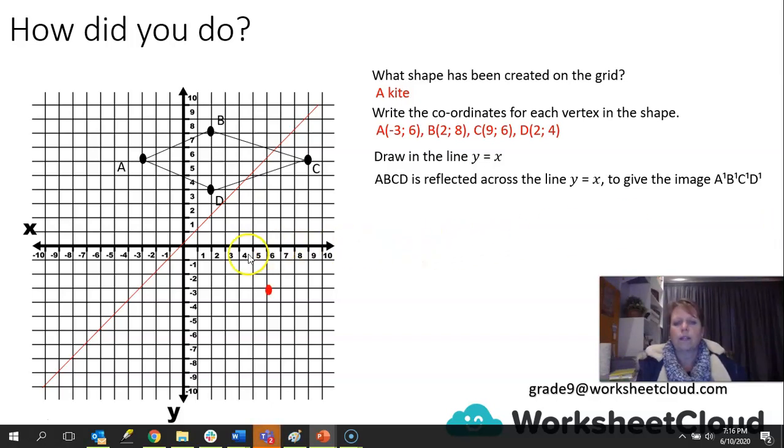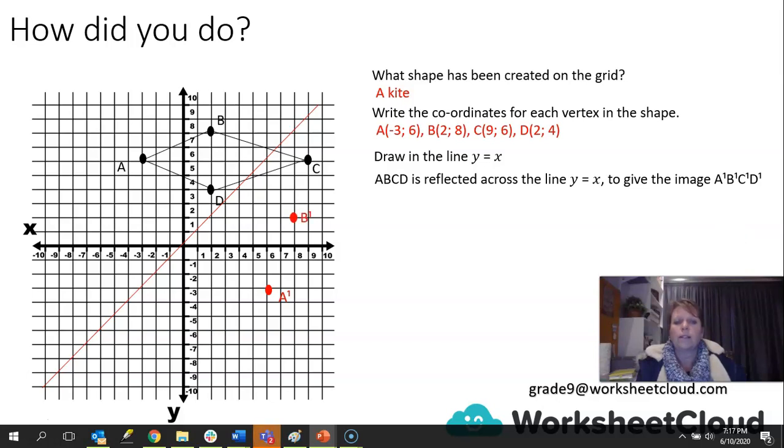So let's have a look. There's 6 and there's 3. Okay, so that is now A1. Where's B1? It will be 8 and 2 because it is actually 2 and 8. So now we go x is 8 and y is 2. All right, so there we go. And that will be B1.